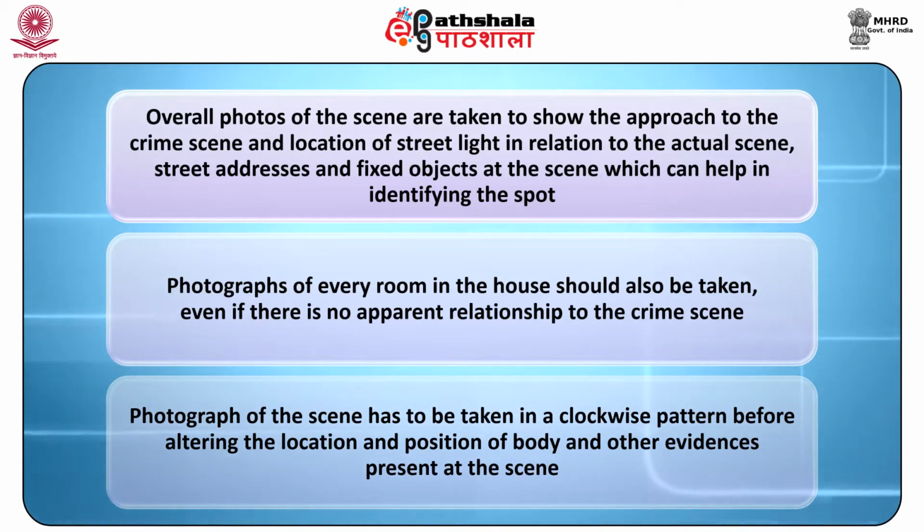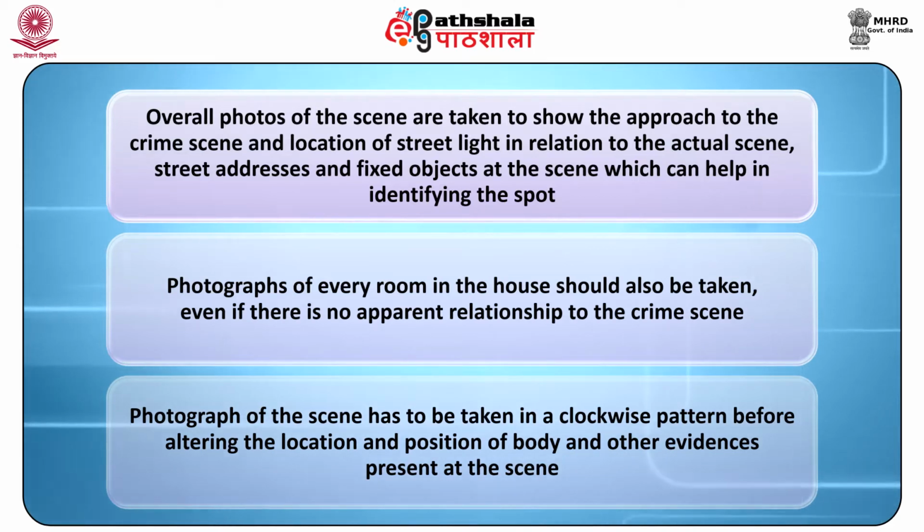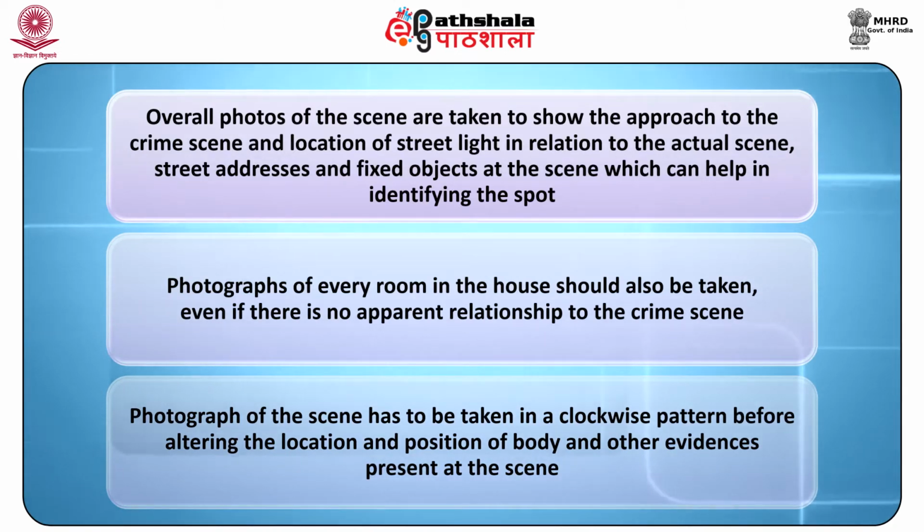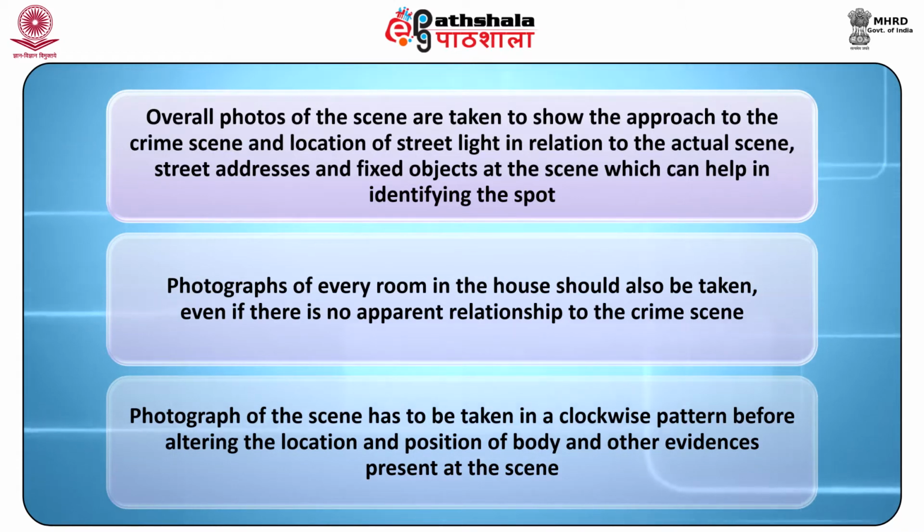Street addresses and fixed objects at the scene which can help to identify the spot should be photographed. Photographs of every room in the house should also be taken, even if there is no apparent relationship to the crime scene. Photographs of the scene have to be taken in a clockwise pattern before altering the location and position of the body and other evidence present at the scene.